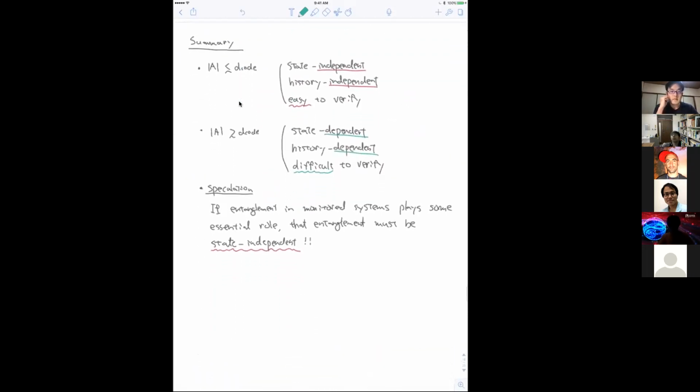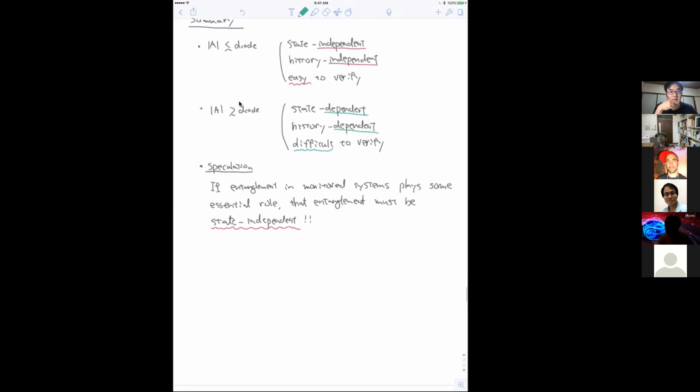Okay, so here's a brief summary of what I just said. Entanglement below the code distance scale is state independent and history independent and possibly easy to verify, but above the code distance scale, it becomes state dependent, history dependent, and difficult to verify. Now, my speculation is that if entanglement in monitored systems, like a cup of coffee or black holes, plays some essential role, then that entanglement should be state independent because it should be easy to verify and it shouldn't be affected by whatever is happening in the rest of the world. But that is just a speculation.